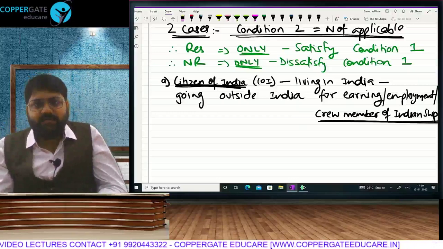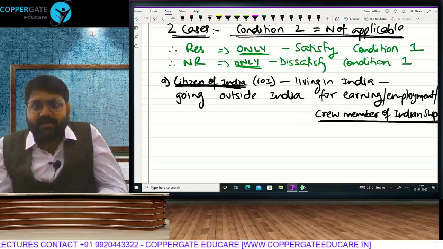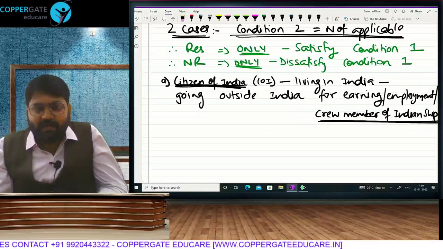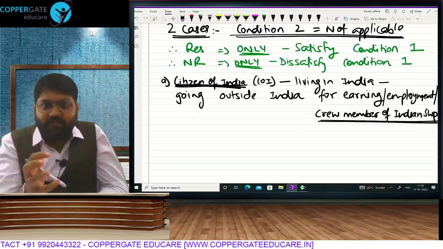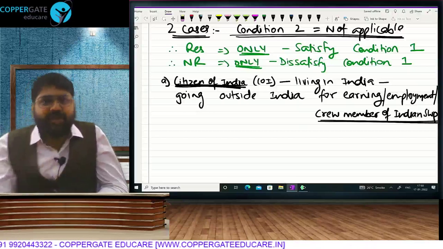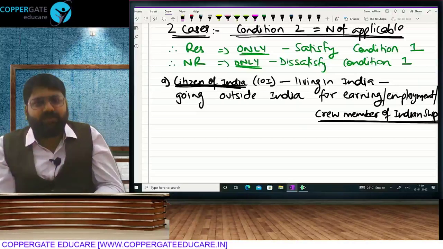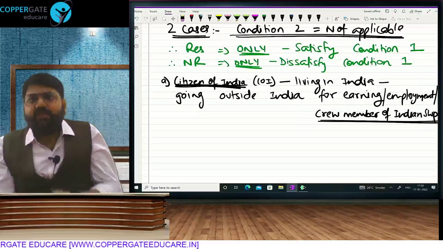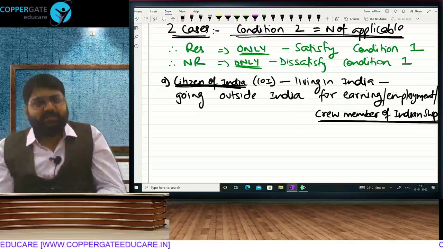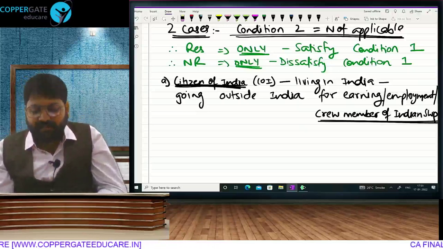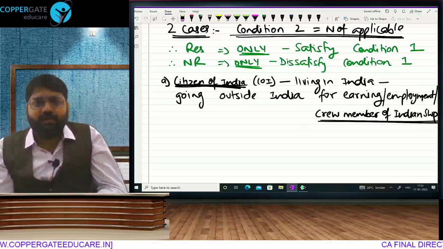Is that understood? The idea is that people who are earning outside India and have come to India are going to spend that foreign income in India. So we want you to stay for a longer duration, and thus we will not apply the 60-365 condition. The condition that will be applicable will be only 182 days.